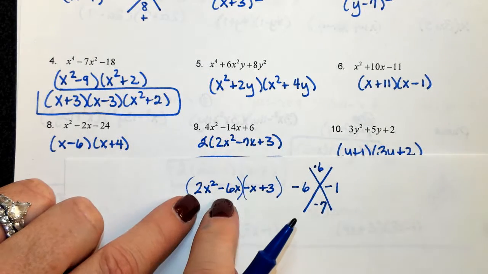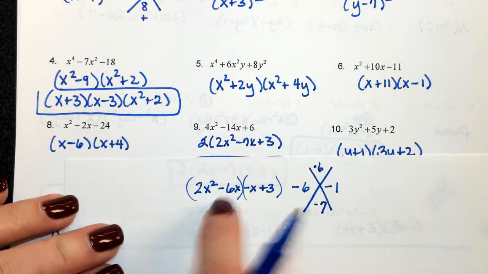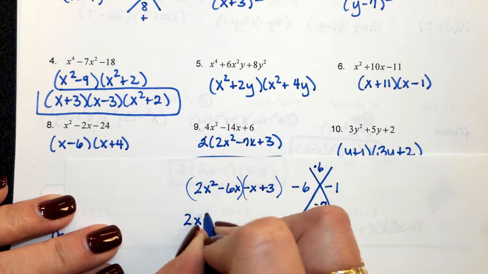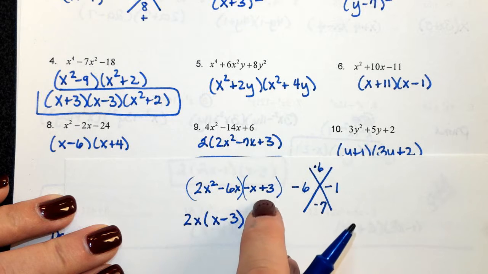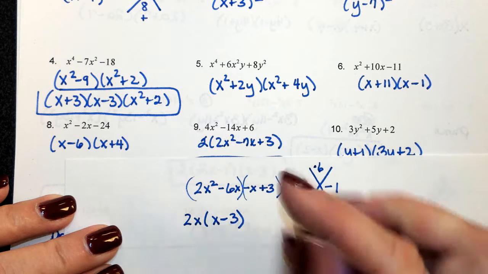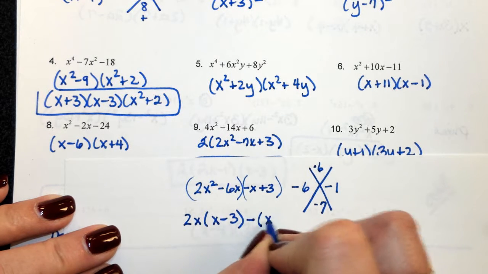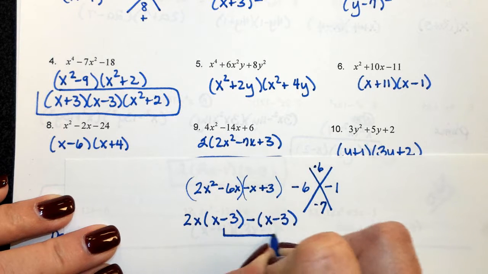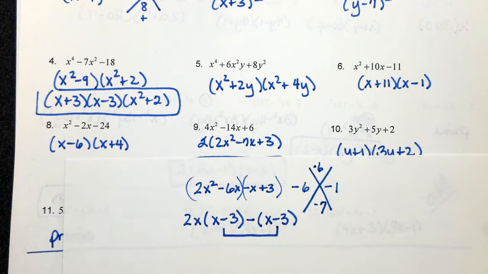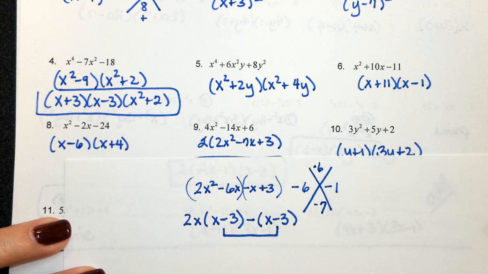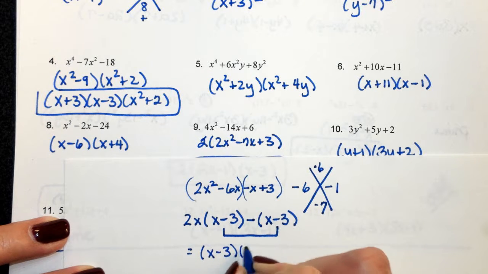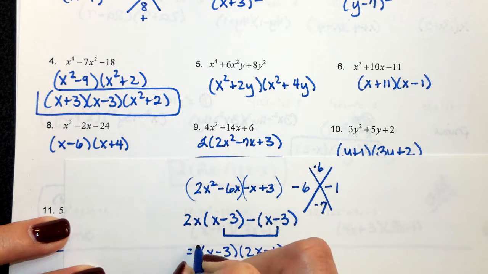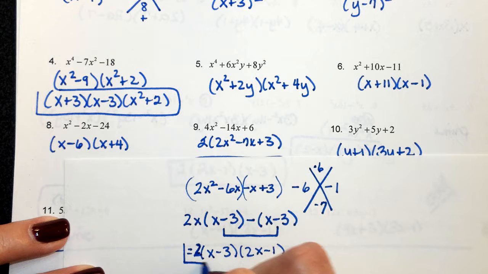You factor out your GCF out of your first set of parentheses, so I can factor out a 2x. That's going to leave me with an x minus 3. The GCF I can factor out of the second set is a negative 1. Remember, these parentheses have to be identical. So now what I can do is I can do GCF factoring again, pulling out that x minus 3. So my answer is going to be x minus 3 times 2x minus 1. And don't forget that original 2 that you factored out in the beginning.